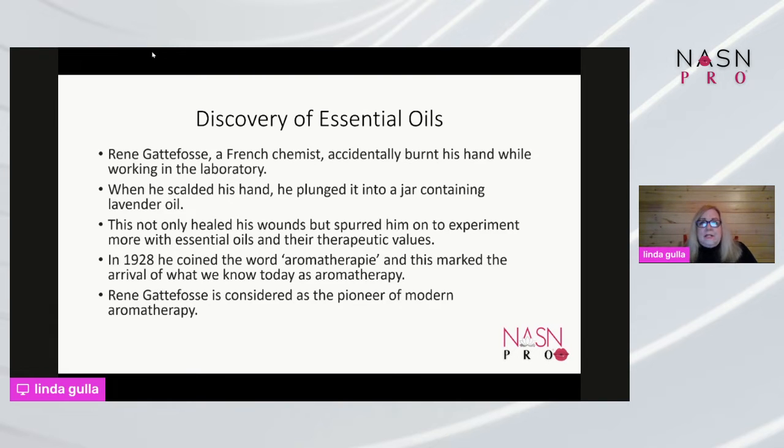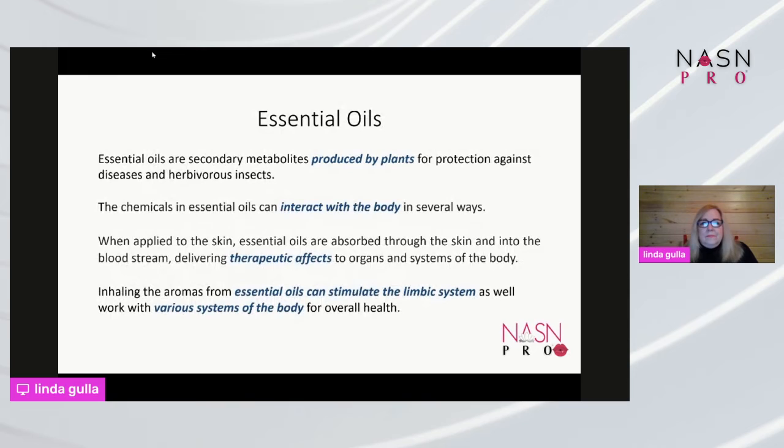So this science behind essential oils has been around for a long time, for thousands of years, and it still works today with different systems of the body. So what are essential oils? They are secondary metabolites produced by plants for protection against diseases and herbivorous insects. The chemicals in essential oils can interact with the body in several ways.